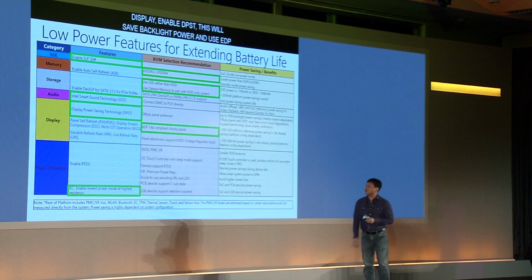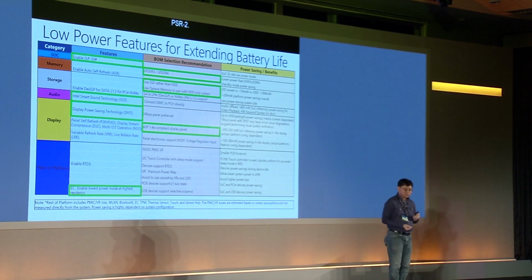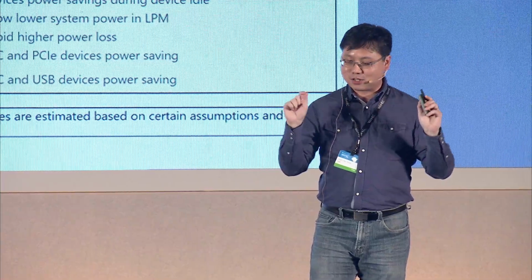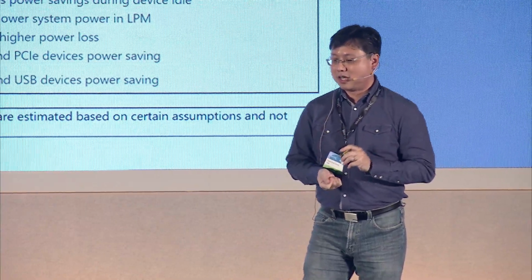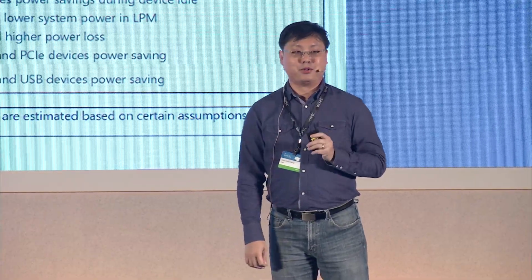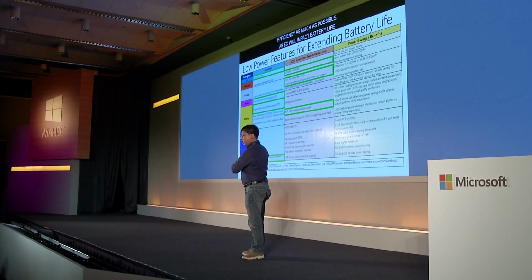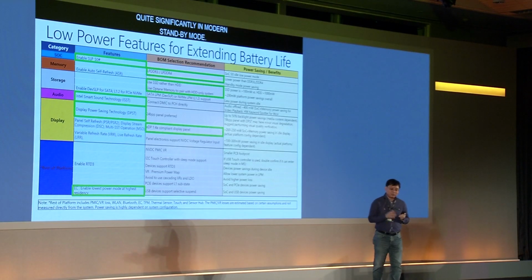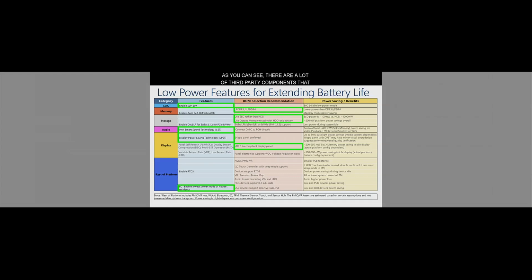And lastly, I just want to call out at the bottom here, as we have experienced in many customer designs, please enable your embedded controller to its lowest power mode at highest efficiency as much as possible, as the EC will impact battery life quite significantly in modern standby mode. As you can see, there are a lot of third-party components that we need to take care of, especially to ensure that they operate as expected on a modern standby system.